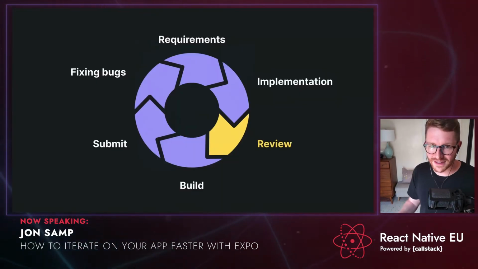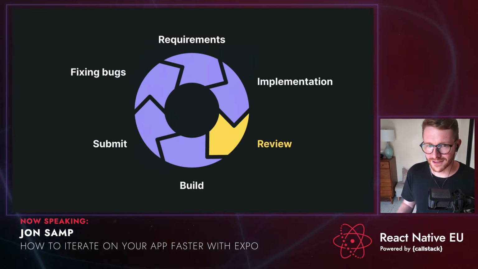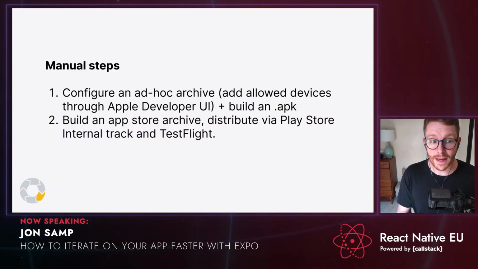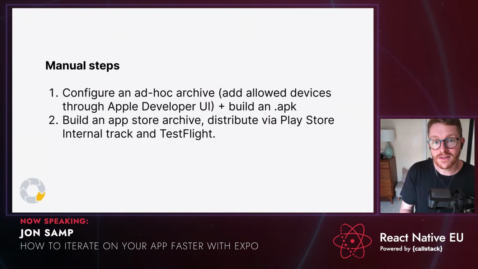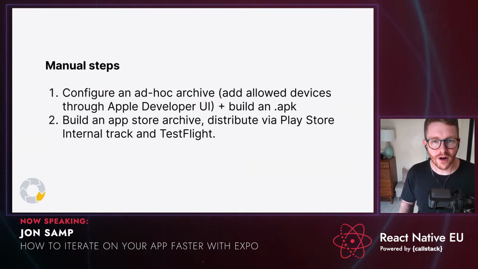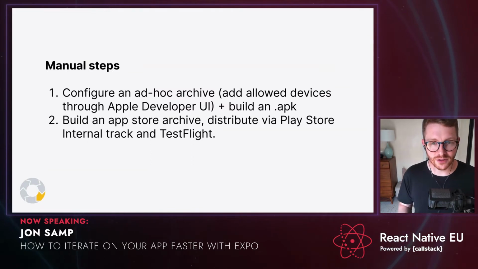So the next step is, how do we review our app now that it's built? How do we make sure that the requirements are actually implemented? And this is a problem. I can test it myself and think like, okay, this is looking good, but how can I let my teammates and my colleagues try this? If I wanted to do this manually, what I'd probably do is create an ad hoc archive, at least for the iOS side. I would add the allowed devices through the Apple developer UI, and I would also then build an APK for my Android users.